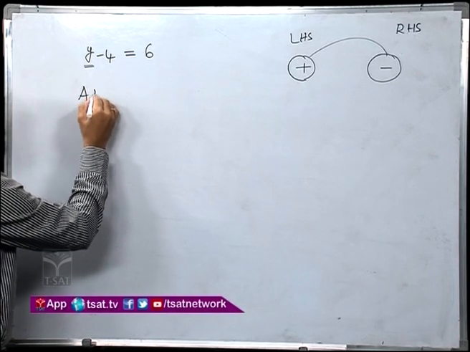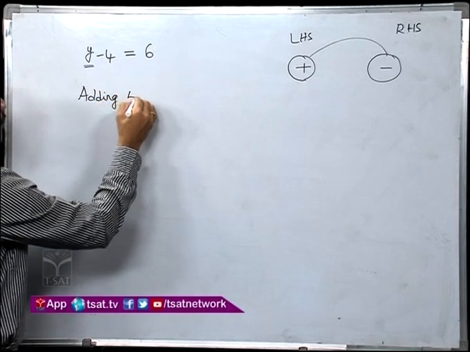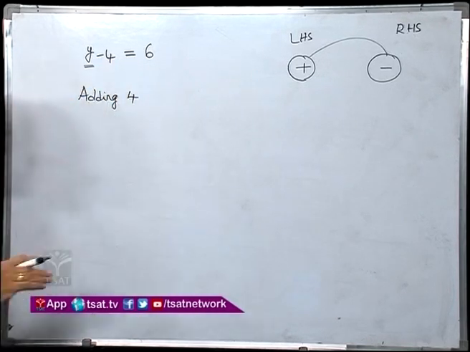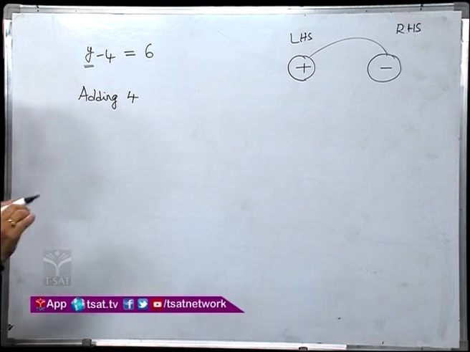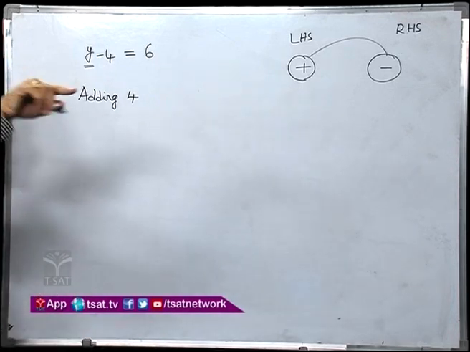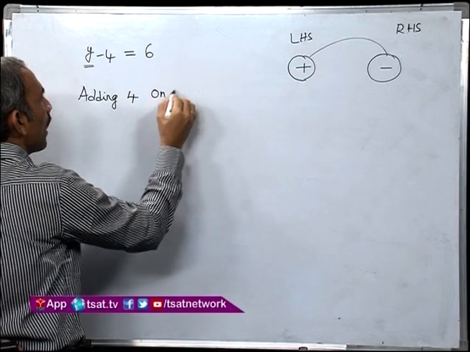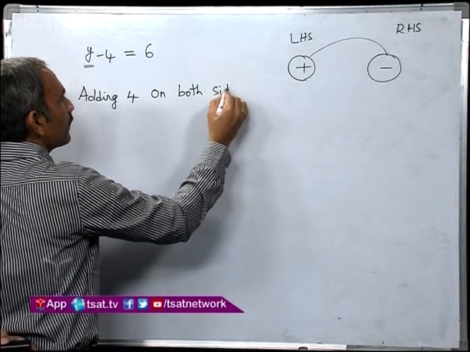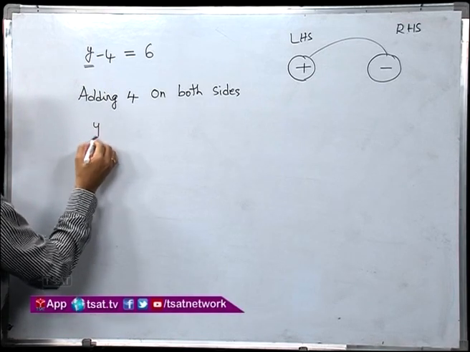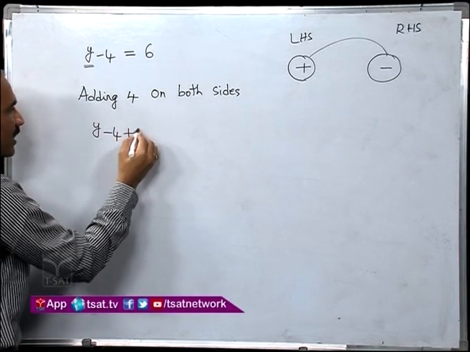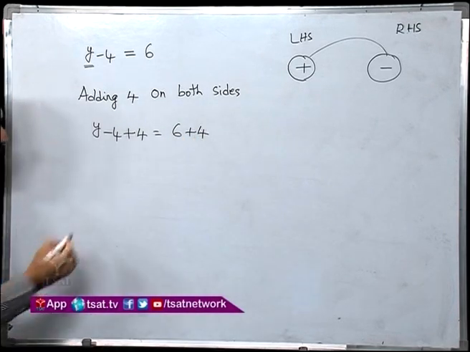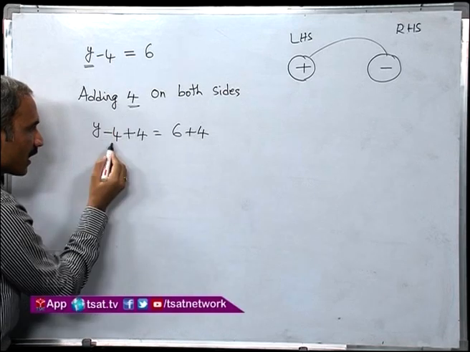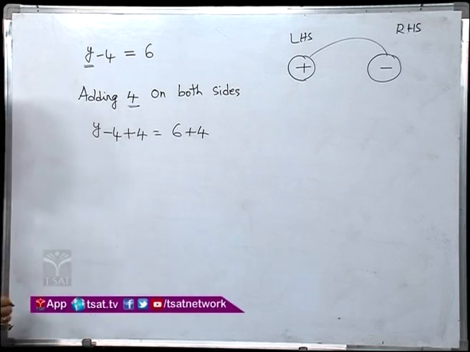So what I am doing? Adding 4. If you add only on LHS, the equality will not be maintained. To maintain the equality, you have to add 4 on both sides by applying the principle of equality. Adding 4 on both sides, then what happens? Then y minus 4, I am adding 4 plus 4 is equal to, here also you have to add 4. Why am I adding 4 only? Because here I have minus 4, that is why I am adding 4.